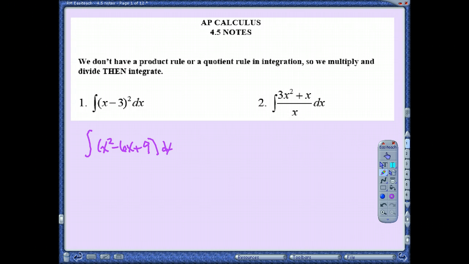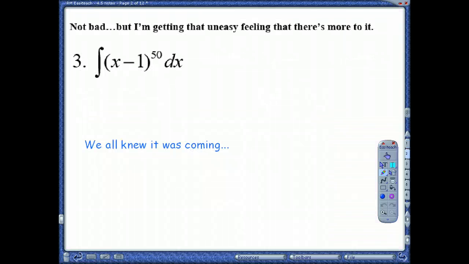and then integrate. Okay. Well, we don't have a quotient rule either, so if I have a quotient, I'm going to have to do that myself as well. So 3x squared divided by x is 3x, and then x divided by x is 1. So that hasn't been a huge problem in the past. Well, the past is the past. We're going to get problems like this.